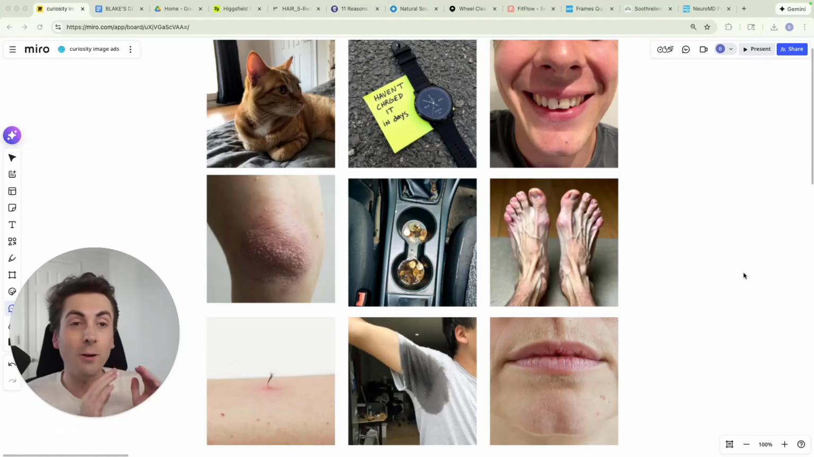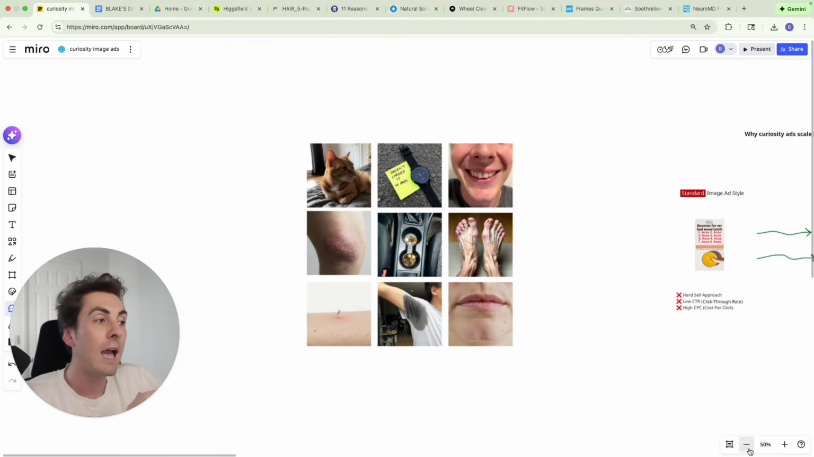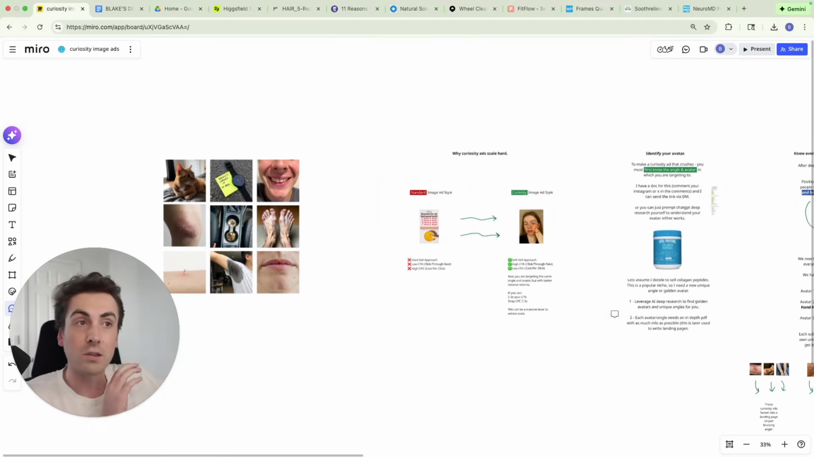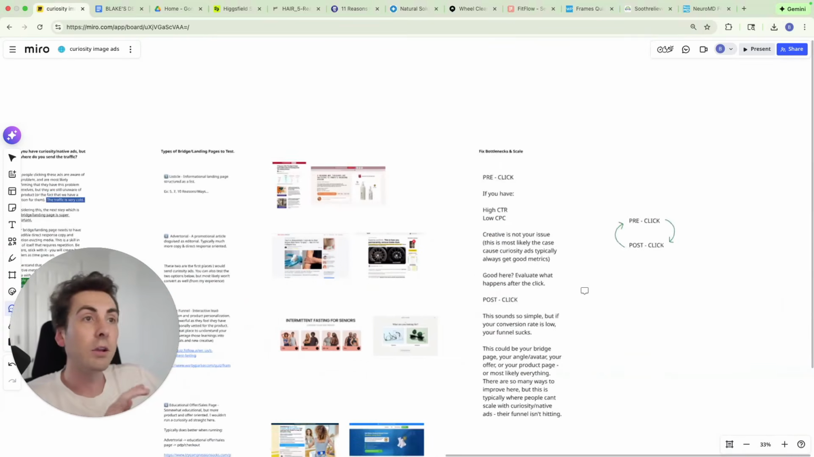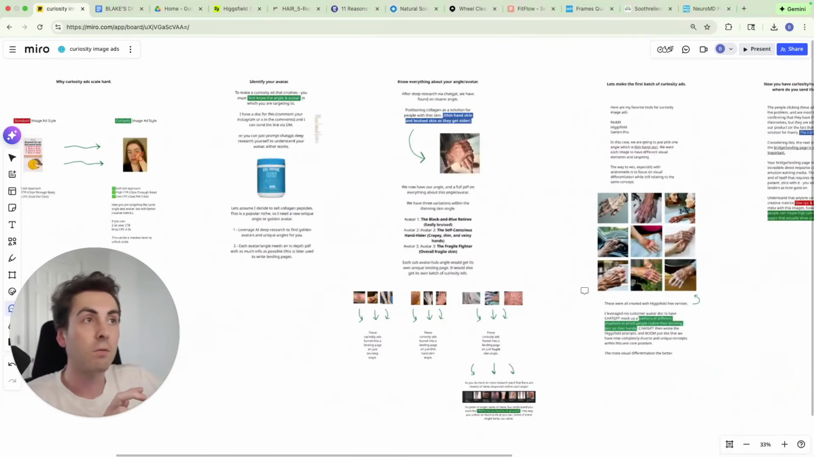What if I told you that one of these curiosity driving ugly image ads can literally generate 6, 7 figures plus in revenue? Guys, it's crazy. This is called a curiosity image ad. And today I'm going to show you literally how to scale these image ads on Meta from A to Z, creating the images, why they work, what landing pages you run them to, literally everything you can possibly think of, we're gonna cover in here.